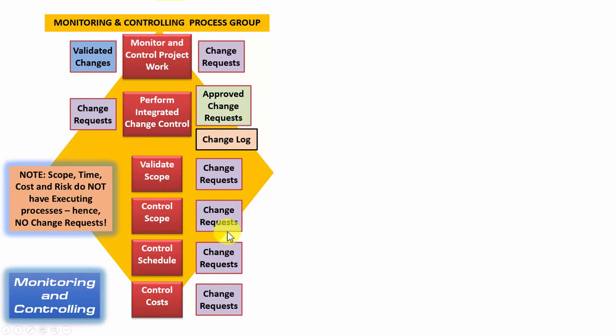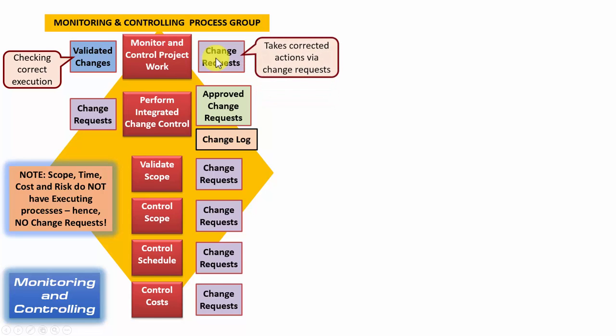Again, reminding you that scope, time, cost and risk do not have executing processes. Hence, there will be no change requests. So starting at the top with monitor and control project work, you will recall I mentioned that validated changes are brought into here, and it's important that they need to be checked that they are indeed being executed and rolled out properly. And if they're not, then change requests via corrective actions may need to be raised.